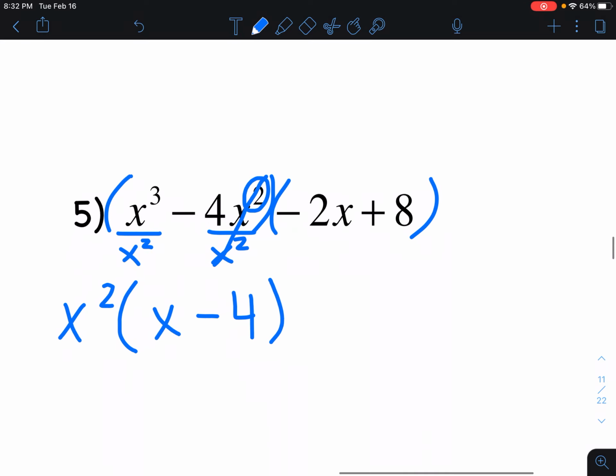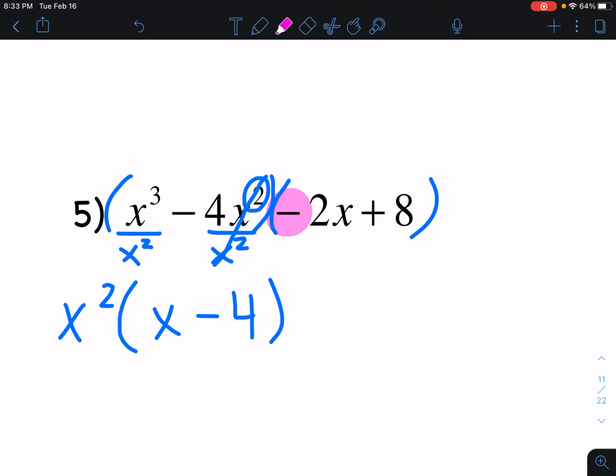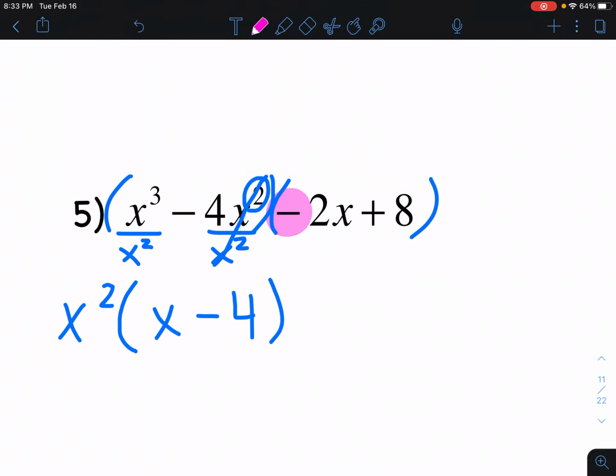What's your GCF of the second group? Now, this is a little tricky here. Take a look at right here. I discussed that back in the lesson when we did factoring by grouping: when your first term is a negative, you must factor out your GCF as a negative.